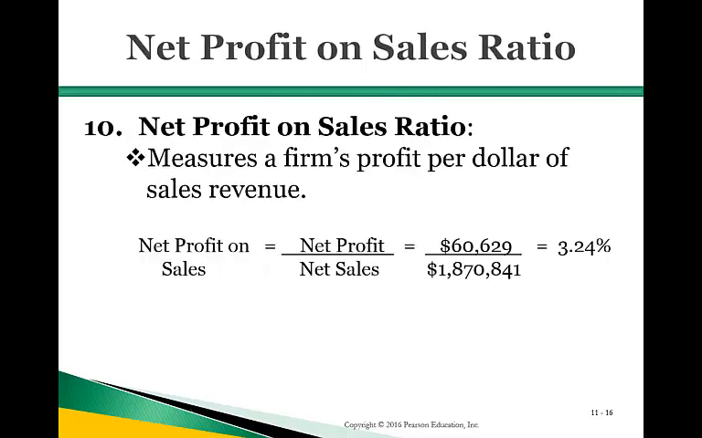The first figure that we look at is net profit on sales. Now for Sam's here, the net profit figure comes from the income statement, $60,000. The net sales also comes from the income statement, the top line, $1.8 million. So Sam's has a 3.24% net profit on sales.